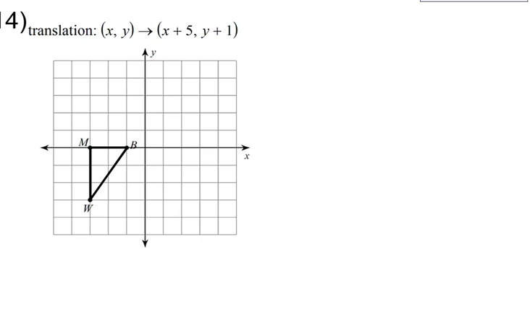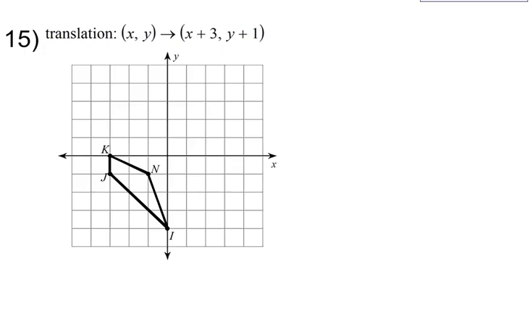Okay, the next one is just a translation, and I have the luxury of doing this on the smartboard, but the +5 is right 5, and the plus in the y direction is up 1. So I'm going to take this, go up 1 and over 1, 2, 3, 4, 5. So that's where it should end up. Don't forget your prime marks for all of your points. So right 5, up 1.